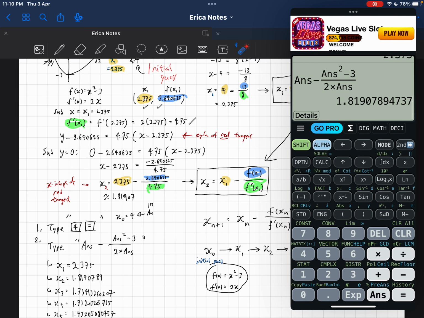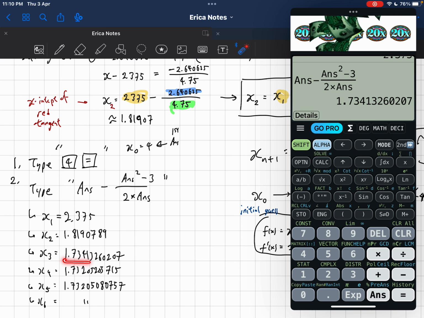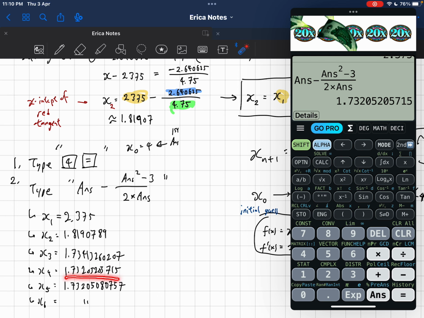Then how about x3? Very simple, just press equal again. Then I copy down the decimal, 1.73413260207. How about x4? I press equal again. Then I get 1.73205205715. How about x5? I press equal again. 1.73205080757. How about x6? Since we're already here, let's go for x6. Let's press equal again.